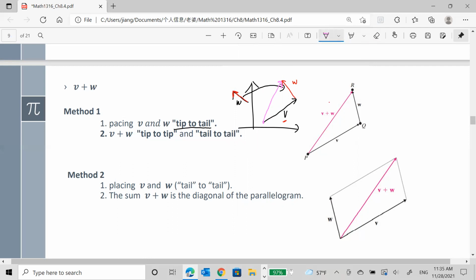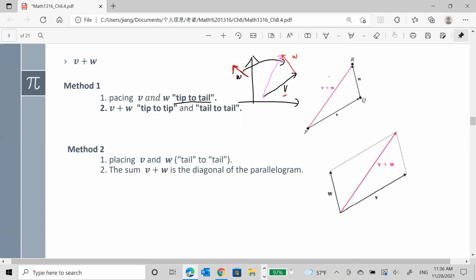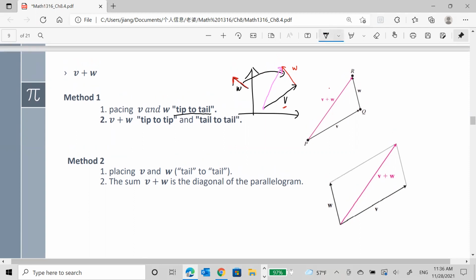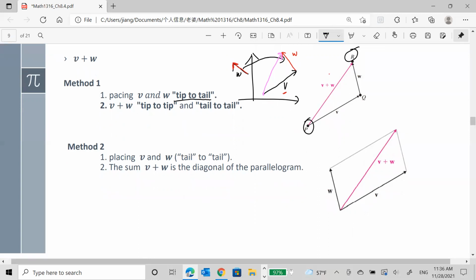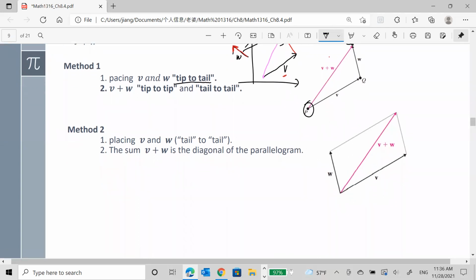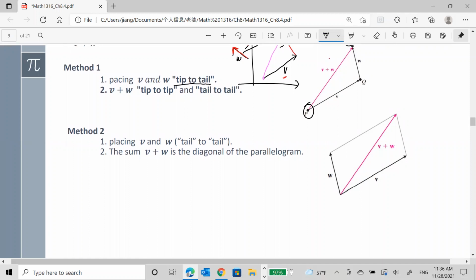So this image shows you that if I add V and W together, the sum of V and W is from this point, the P point, to the R point. Because look here, the P is tail to tail, and the R point is tip to tip. Okay, another method: placing V and W tail to tail.